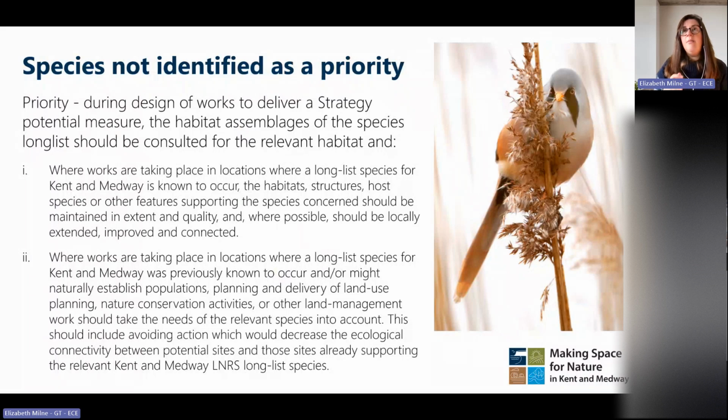But alongside that consideration of the selection of the species to also represent others that are associated with similar habitats, we've also included in the strategy a priority to make sure that whenever any action is designed for habitat recovery or nature recovery, the list of species associated with that particular habitat is consulted and provisions for them are considered within the works.